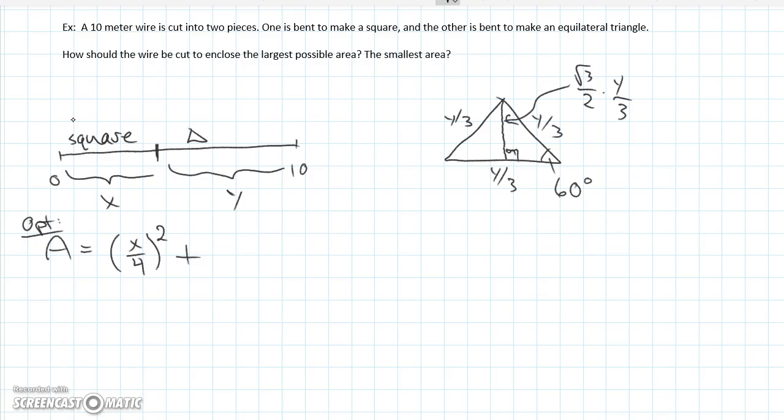And then the area of the triangle, of course, is 1/2 base times height. So it's 1/2. The base is y/3, and the height is going to be √3/2 times y/3. Okay, so adding those two areas together, we get the area enclosed by the square and the triangle. And that's the function we want to maximize or minimize. Okay, and then what's our constraint?